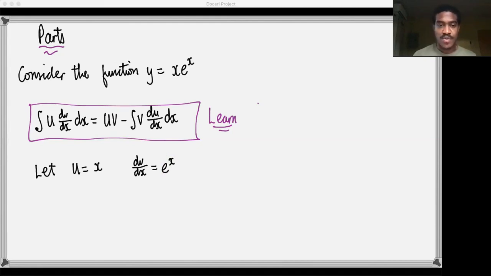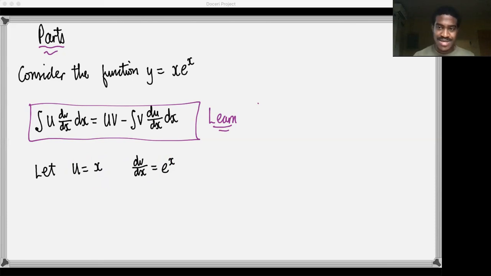How do we determine which one? You might say, well, I could also let e to the x be u, and I could let this x be dv on dx. But what I like to say is, I always like to let the function that could be integrated easily be dv on dx. Because after you put this line, we have to differentiate this and we have to integrate this. So my take on it is always put the function that is easily integrated to be dv on dx.